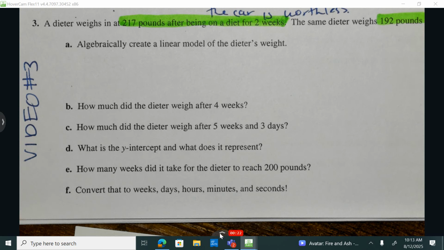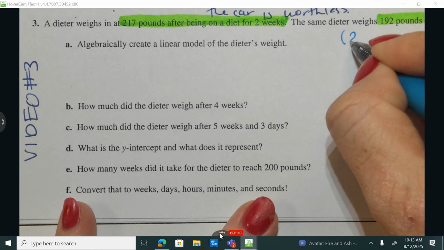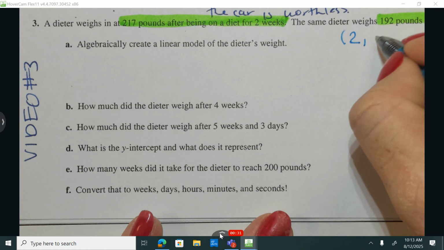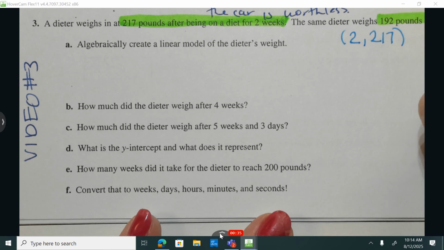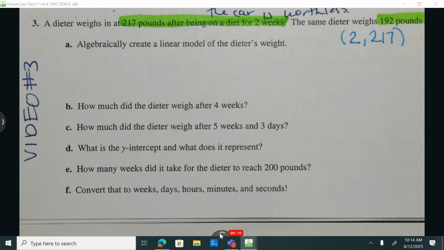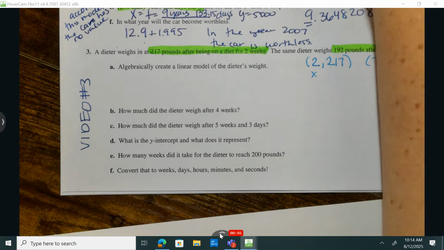And now I'm going to put that into an ordered pair system. So time is always going to be in terms of an X value. So after 2 weeks, they were at 217, and after 7 weeks on the diet, they were at 192. Now we're going to create a linear model for the dieter's weight. So underneath this, I'm going to label this X sub 1 and Y sub 1.